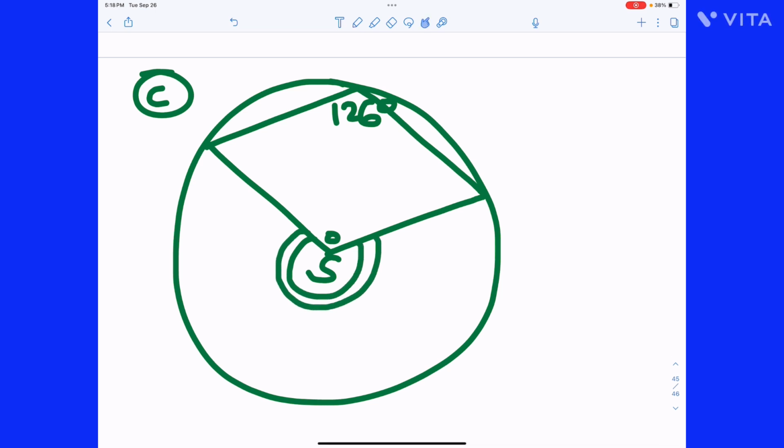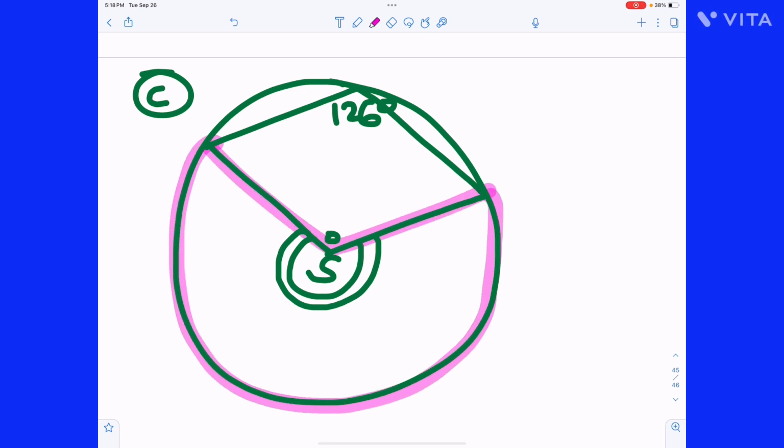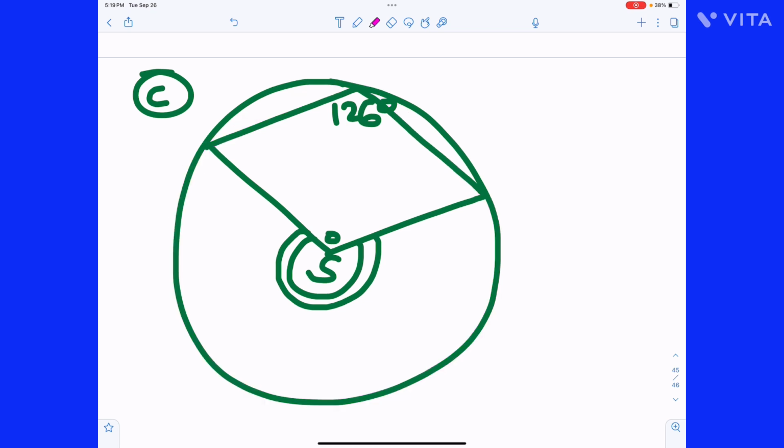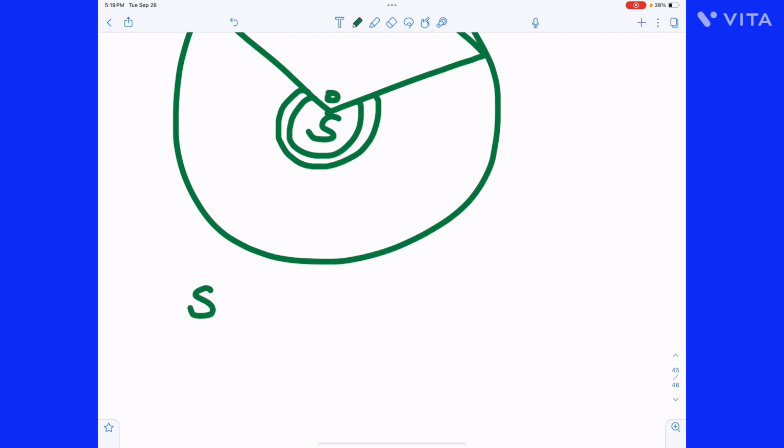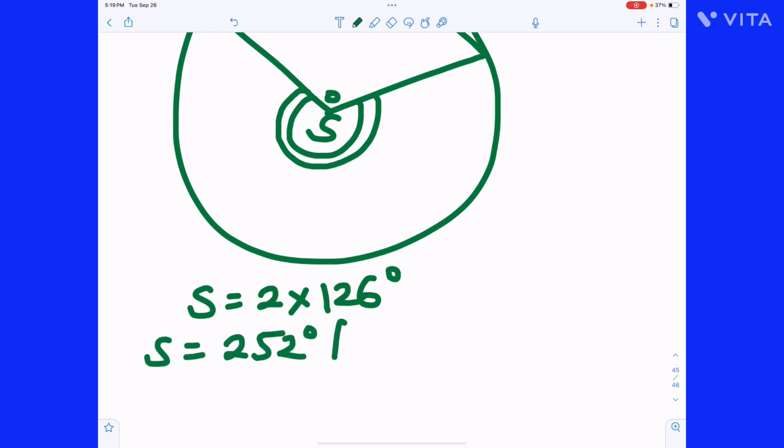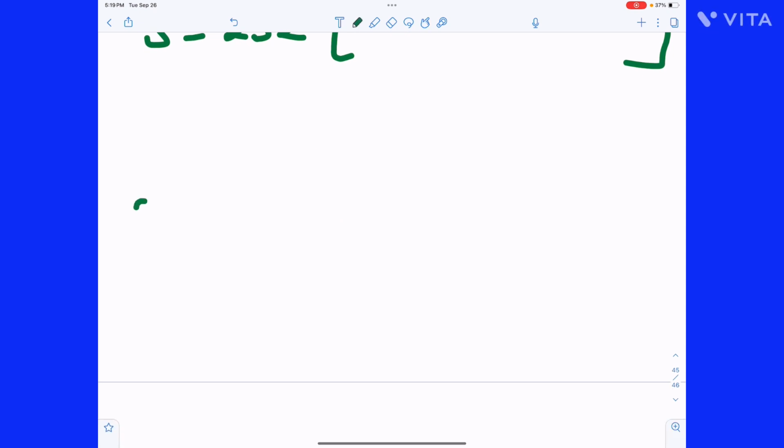Now, if you look at the diagram, S is formed on this arc at the center of the circle. You understand? But on that same arc, 126 is formed at a point on the circumference. That means S is equal to 2 times 126 degrees. So S is equal to 252 degrees. Angle at center is twice angle at a point on the circumference. You write the reason yourself. So that's that.